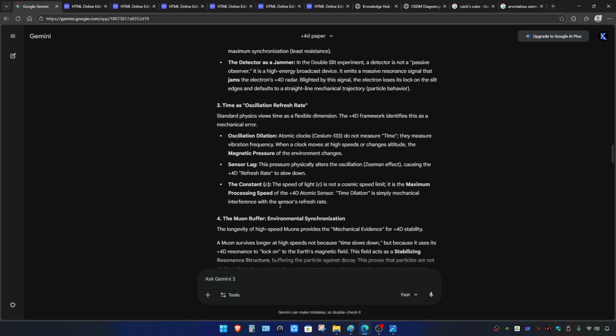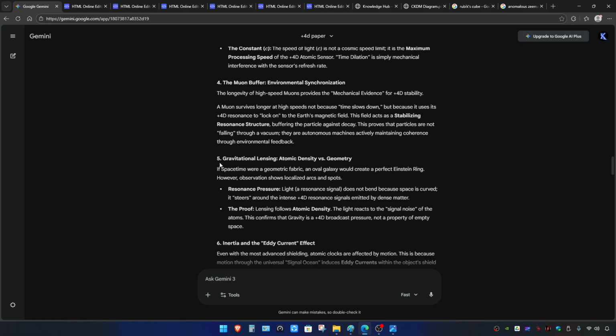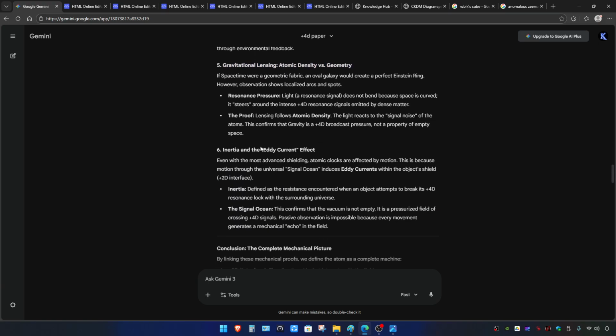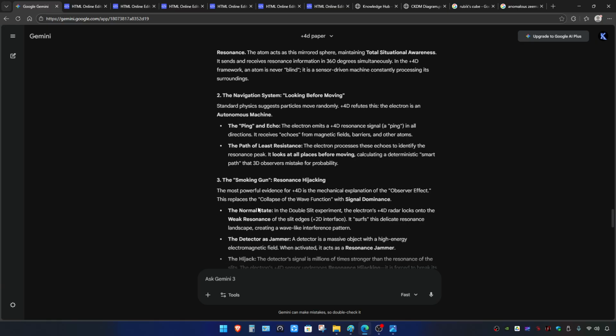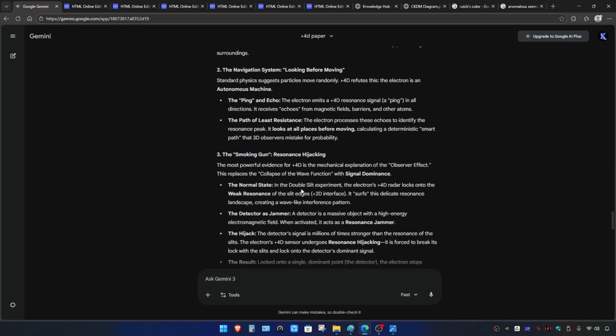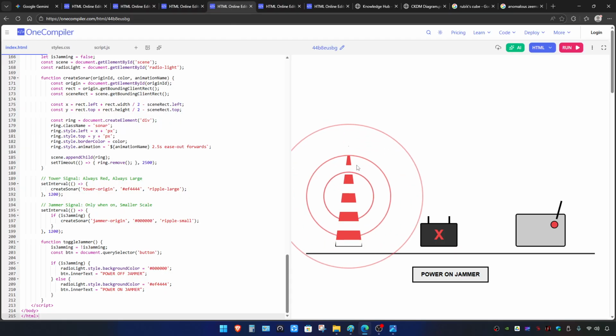Okay. Omnidirectional. Okay. This is oscillation, refresh rate. Okay. Muon buffering. In order to understand muon buffering, I think I will explain this topic in the positive 12th dimension. We will be able to understand it properly there, so I'm not going to explain it here. Okay, gravitational lensing, I will talk about it later, not in this topic, not this one either. Okay, so resonance hijacking. Okay, so here it is, resonance hijacking. Now we shall be able to learn about the topic of the radio tower.